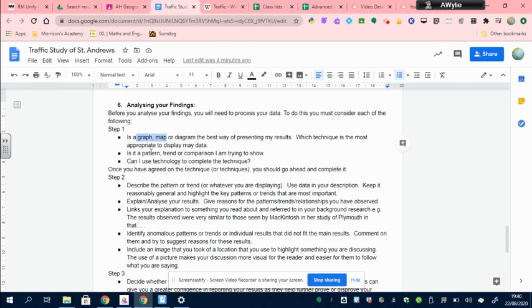There's a chance you're going to want to graph your data because you are looking for a relationship. You're seeing if traffic is influencing well-being. So you might think, what graph is suitable for looking for relationships between two different factors?